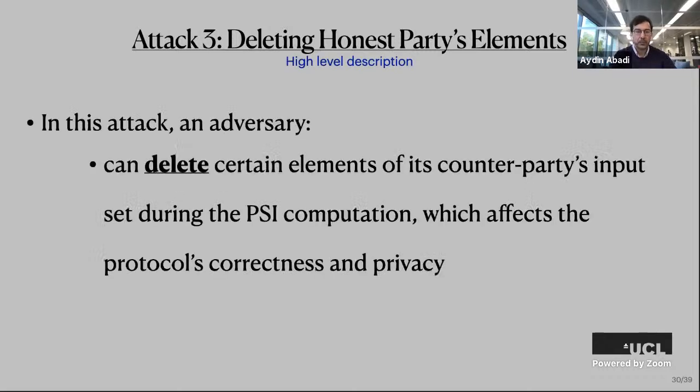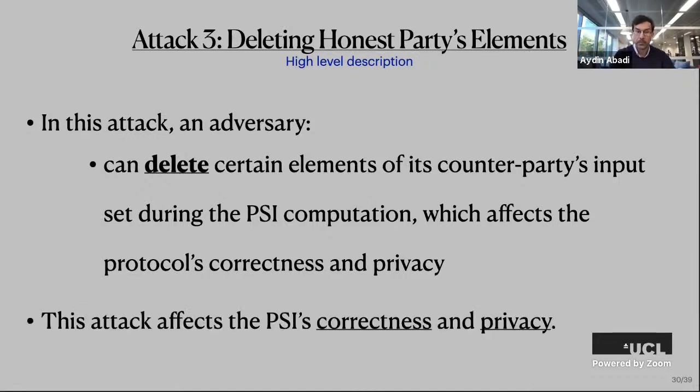Now moving on to attack 3. In this attack, the adversary can delete certain elements of its victim's input, and it can learn whether these elements are in the honest party's set elements. So it can affect both correctness, because it has deleted certain elements, and privacy, because it can learn whether those elements are in the victim's set.